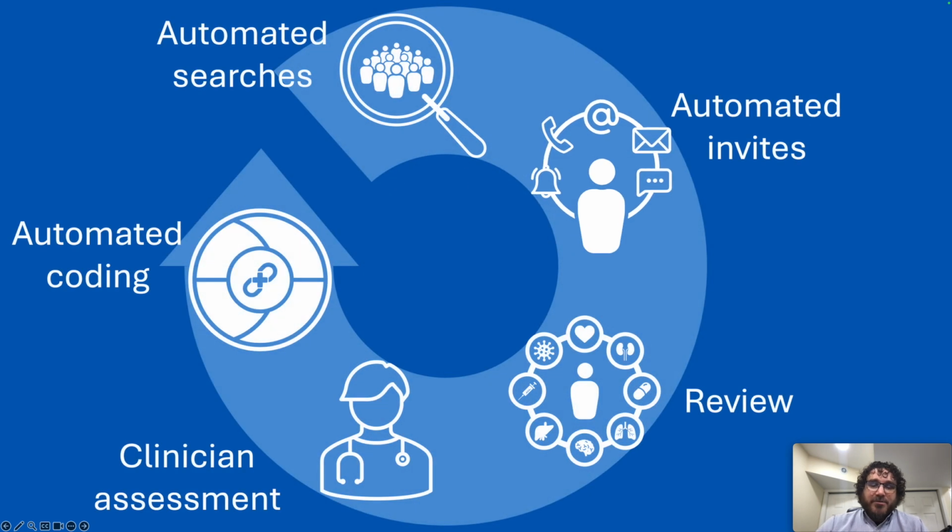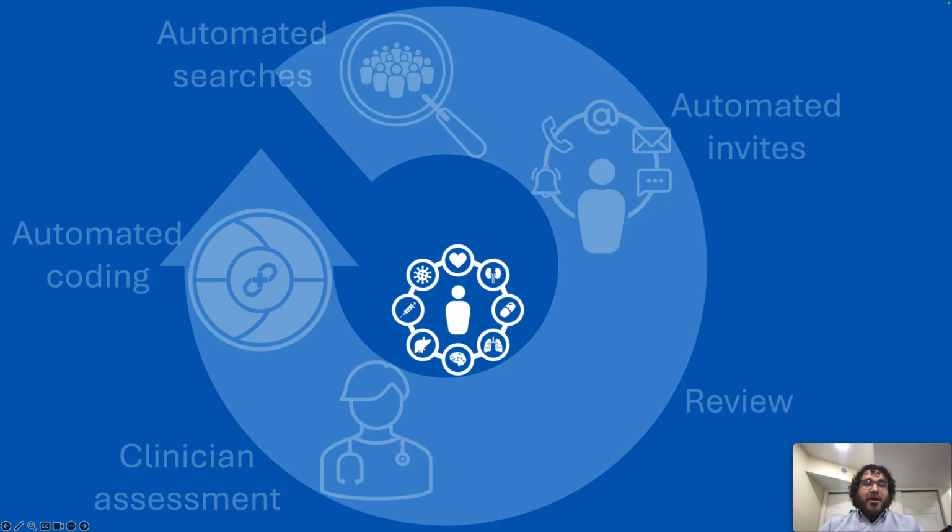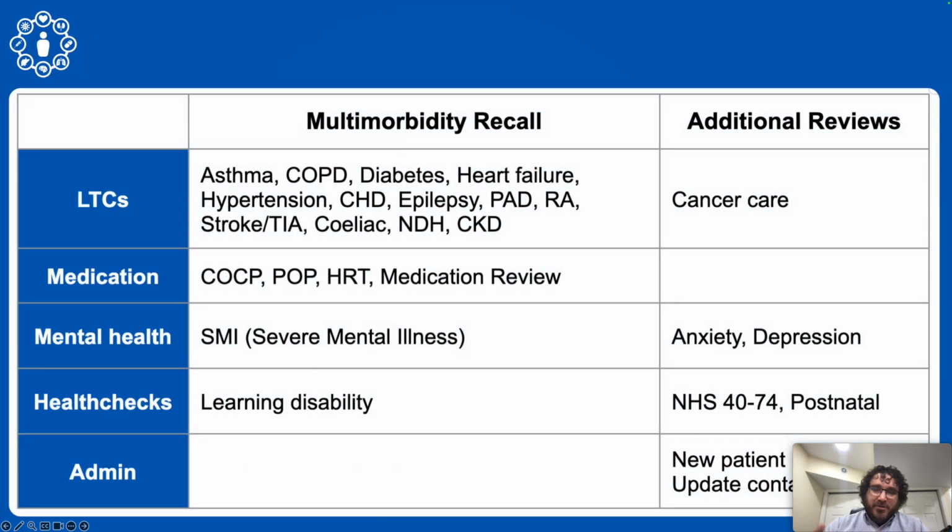Once their invites are in the patient's hands, it's time for them to actually complete their review. This is just to give you a sense of the scope of the automated recall system. Everything in the left-hand column here is included in the multimorbidity recall system. All of the long-term conditions for both QOF and some that are non-QOF, as well as COCP and POP and HRT reviews.